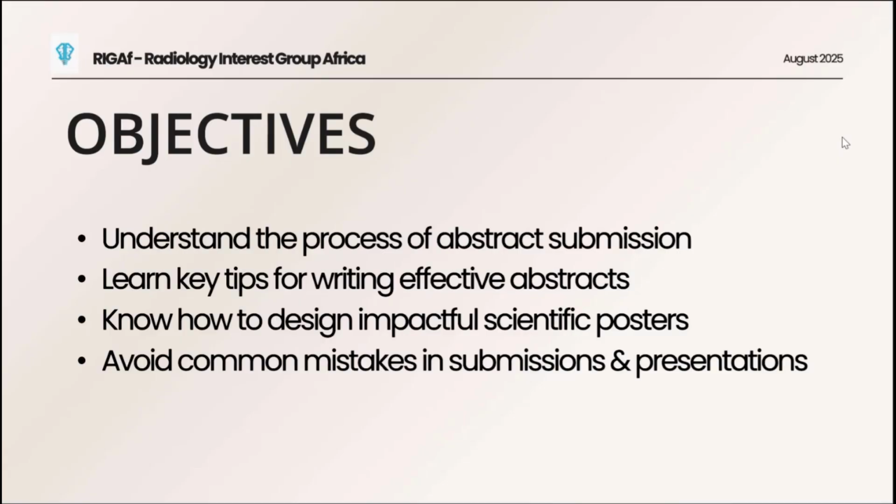So in this session, we're going to walk through the journey from writing and submitting an abstract to presenting that work effectively as a poster. By the end, you should have a clear understanding of the submission process and how to write abstracts that get noticed, and also how to design posters that can communicate your research clearly. We'll also look at the common mistakes that can reduce your chances of acceptance, and I'll share some practical tips to help you present with more confidence. And the overall aim is to make sure that your research gets the visibility and the impact that it deserves.